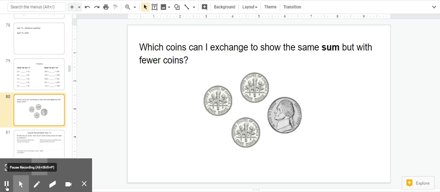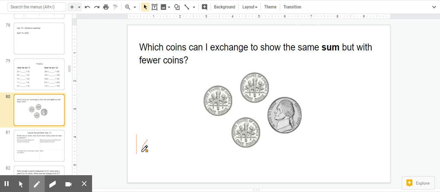Now we've been learning about coins. Here we have 4 coins. I see 3 dimes and 1 nickel. I know that dimes are 10 cents and nickels are 5 cents. So if I put it into an equation, I have 10 plus 10 plus 1 more 10, and then I also have 5 cents, my nickel.